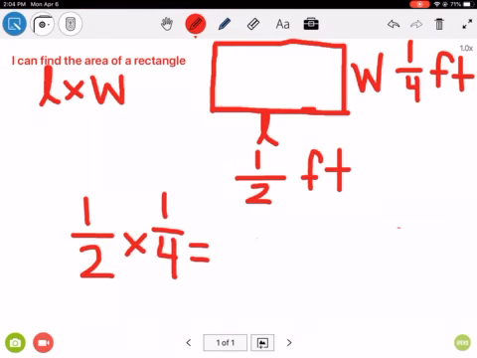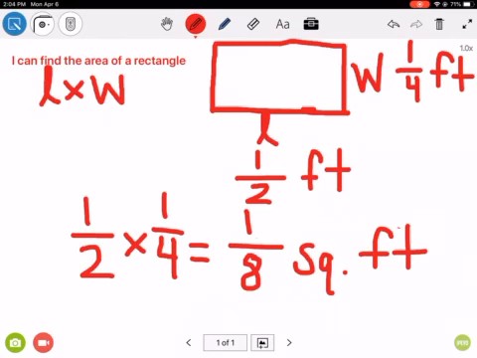Okay, so remember, when we are multiplying fractions, we multiply straight across the numerators, and then we multiply the denominators. So we have 1 times 1 for our numerators, which is 1, and our denominators will be 2 times 4. So 2 times 4 is 8. So our answer is going to be 1/8 square feet.